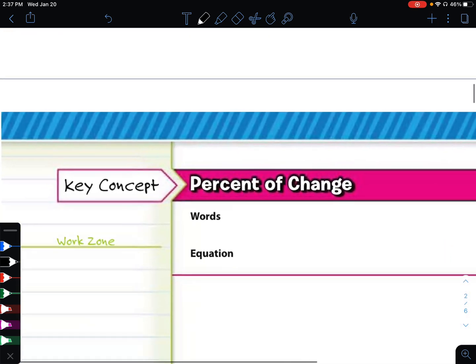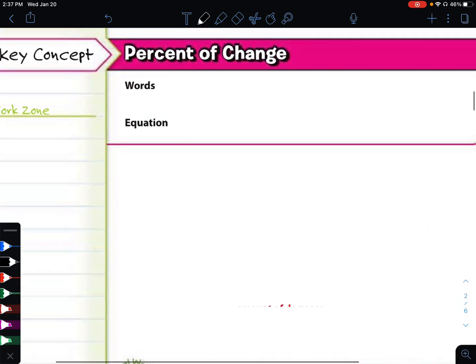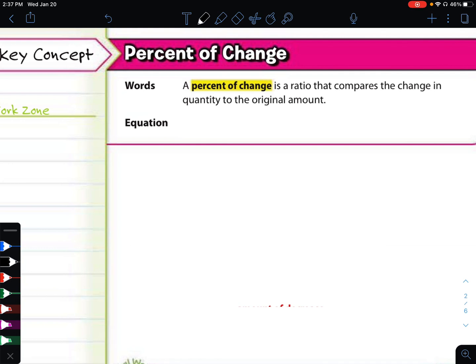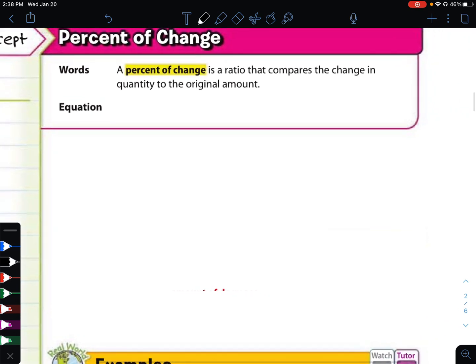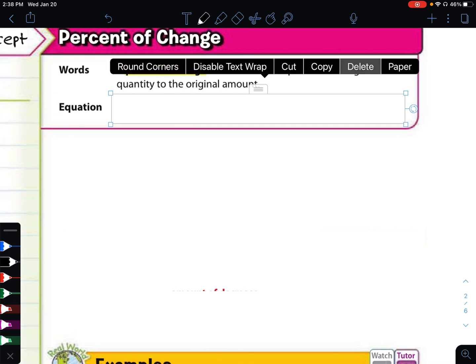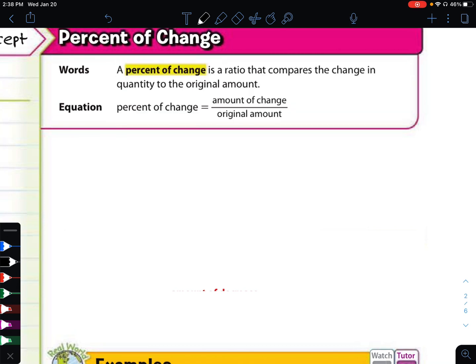Let's take a look at the lesson proper and the key concept here, which is percent of change. So, what is percent of change? In words, percent of change is a ratio that compares the change in quantity to the original amount. If we are going to make this into an equation, this is how it's going to look: percent of change equals the amount of change over the original amount. Take note of this.